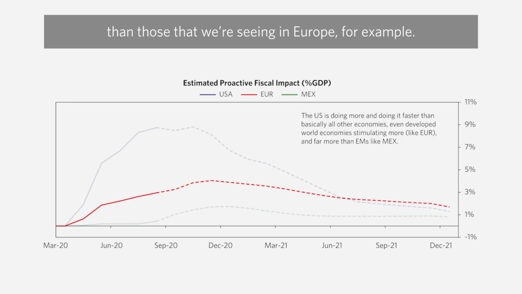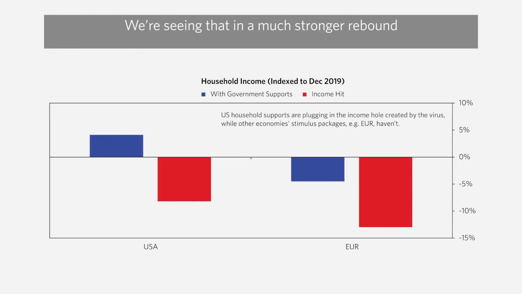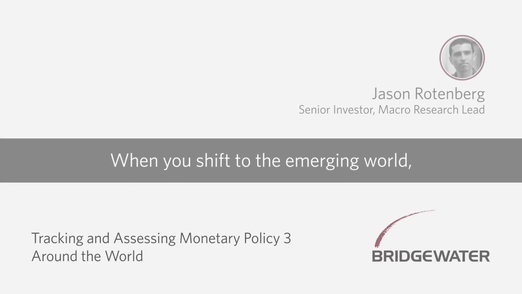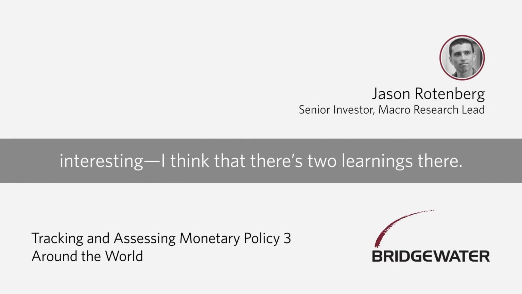And that is having a huge economic impact. We're seeing that in much stronger rebound in the US than in Europe. We're seeing that in much stronger household spending in the US than in Europe. And the European programs being more backdated are leading to a much slower recovery. When you shift to the emerging world, I think that there's two learnings there.